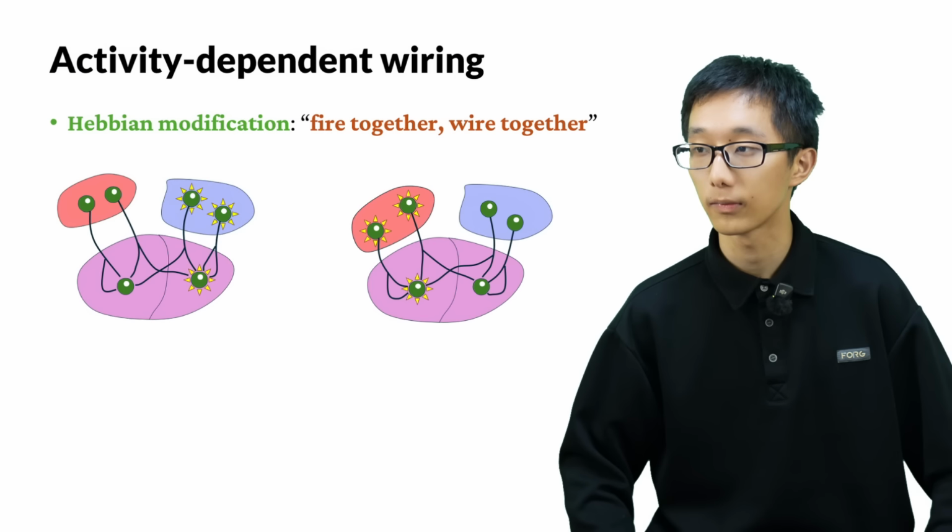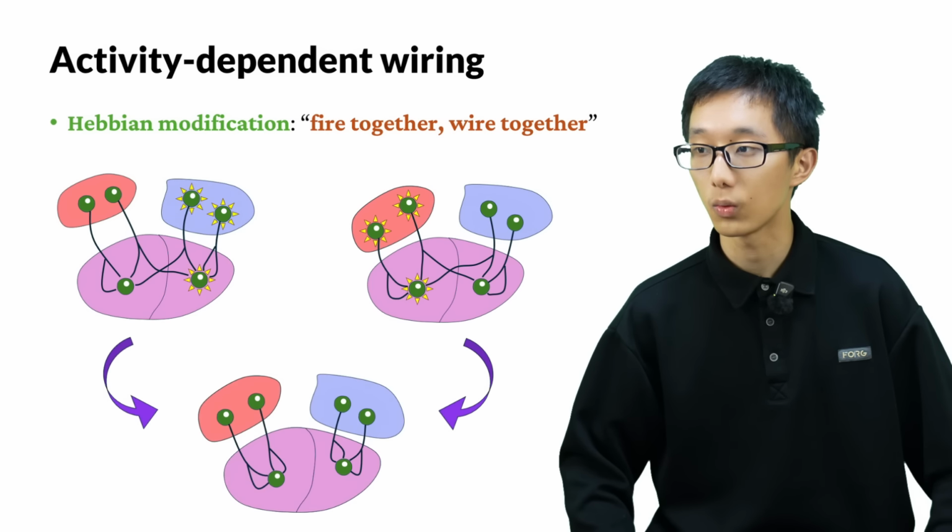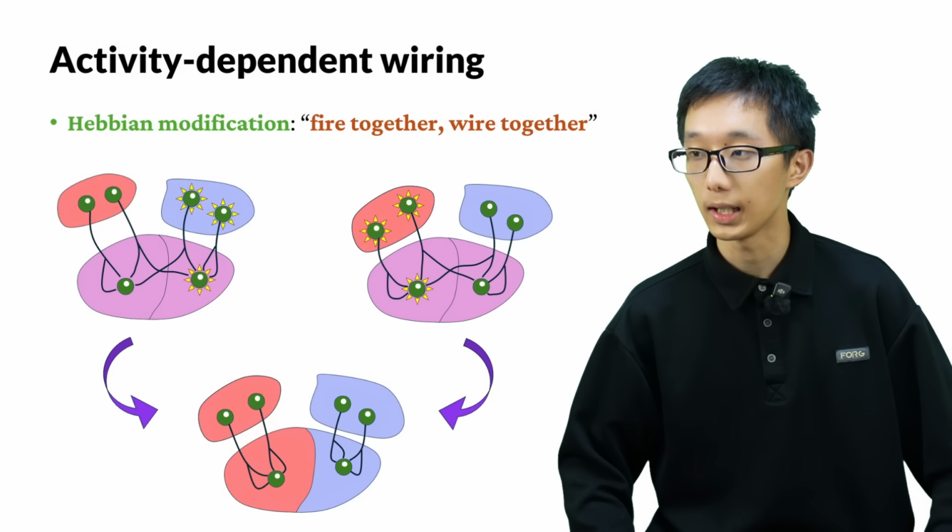Then, after a while, the connection will become like this. There is synaptic rearrangement. Blue neurons only connect to the right neuron, and red neurons only connect to the left neuron. And now the cortical areas are separated. This is how firing together can cause wiring together.